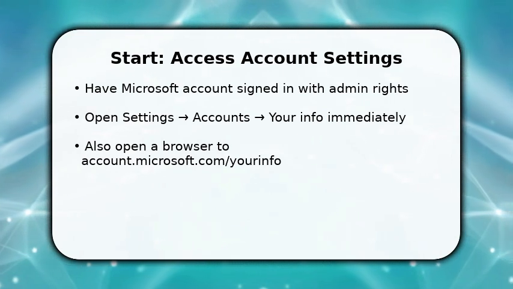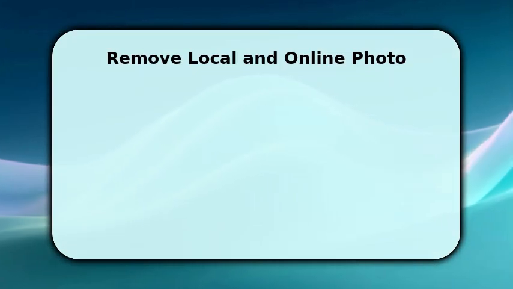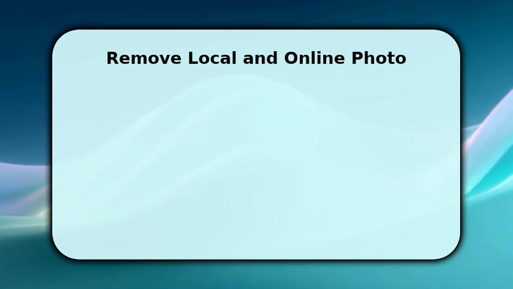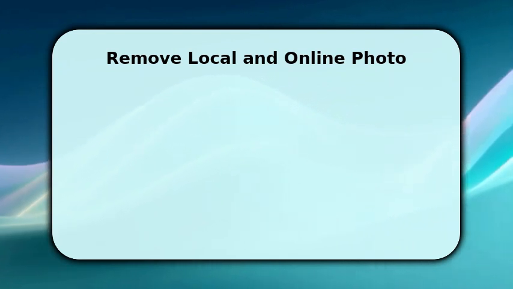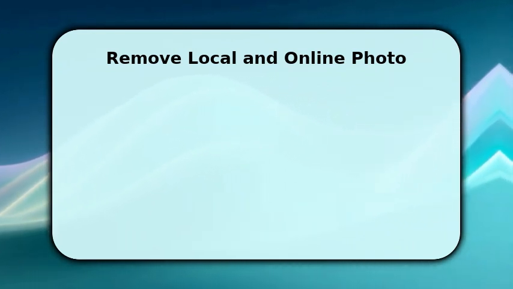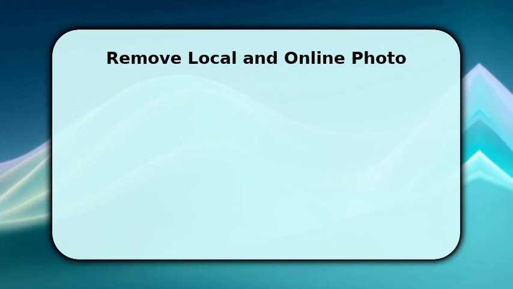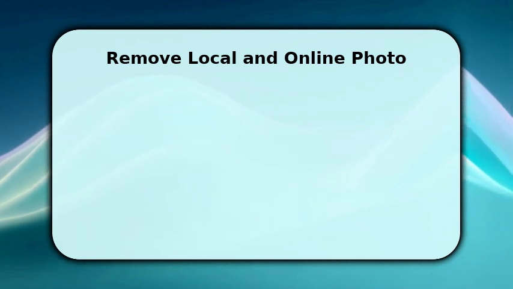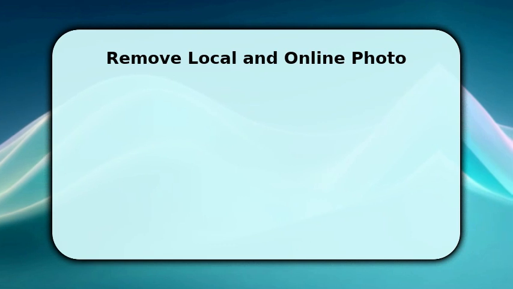You'll remove the picture locally first. In Settings, go to Your info, and click Remove under your photo. That clears the Windows tile. Next, switch to the Microsoft account page. Select Change Picture and either delete the image or upload a plain blank image to force a reset.